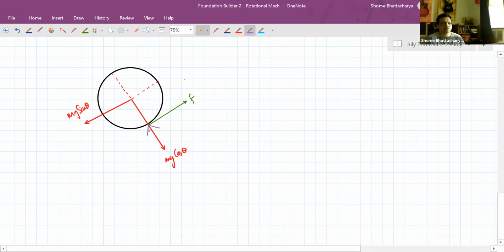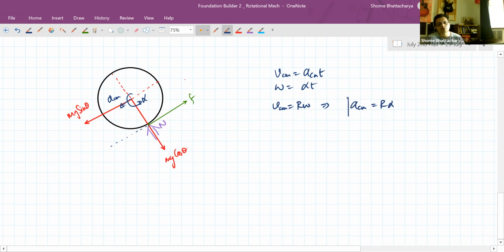So normal reaction is acting like this, and the center of mass will have a linear acceleration like this, and about the center of mass there will be an angular acceleration. So over a period of time, the linear velocity of the center of mass will be equal to acceleration into time, and the angular velocity will be equal to alpha into time. So v_cm equals R omega implies again that acceleration of the center of mass is equal to R alpha. So this is the no slipping constraint relation. So always in rolling motion, we start with the constraint relation.